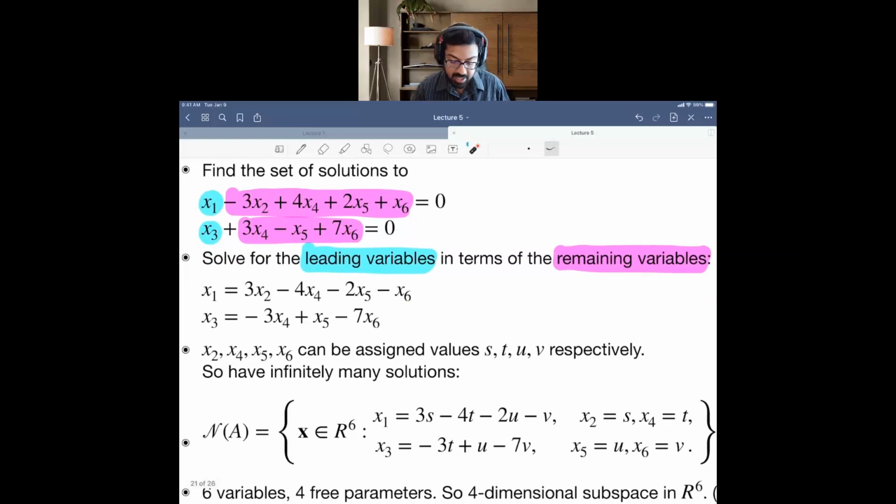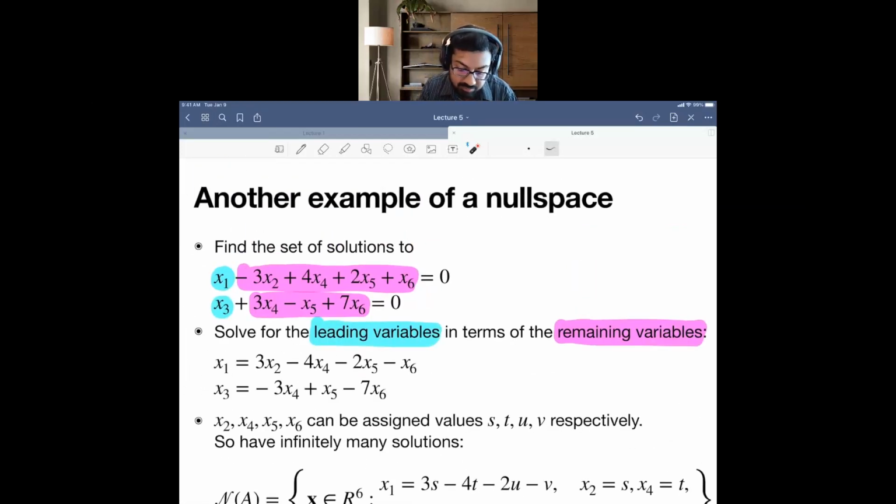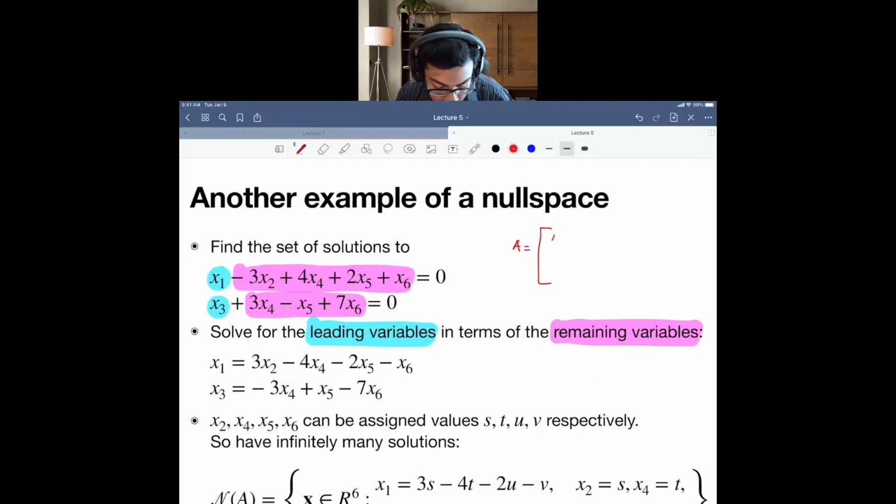So x1, I've done that. Next, x2, x4, x5, x6, all the remaining variables, you can assign some arbitrary values, say s, t, u, v, right? In that case, you will have infinitely many solutions. So all the solutions are going to belong to the null space for the coefficient matrix. What is the coefficient matrix? Here you have the coefficient matrix, 1, -3, 4, 2, 1. The next row is, well, I missed x3. So the coefficient matrix here, after you reduce it, is looking like 1, -3, 0, 4, 2, and 1. Then the next one is what?